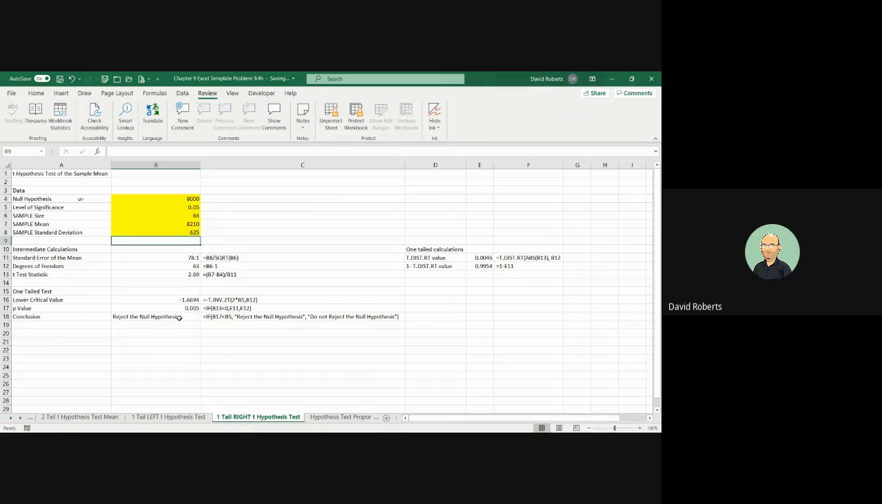All you need to do is reject the null hypothesis or do not reject the null hypothesis. And you can see the conclusions are done for you. So that is the answers for part A. And the p-value in part B, I've already mentioned, a 0.005.